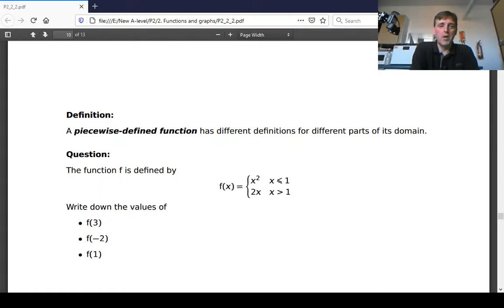For example, the function I've put on the screen here. You'll notice that this function f of x has two different possible rules that we could use for the output. We could get the value x squared if the input value x is less than or equal to 1, or we would get 2x if the input value was greater than 1. I'm hoping that's straightforward enough that you can just pause the video right now and write down the values of the three things I've put on the screen for you.